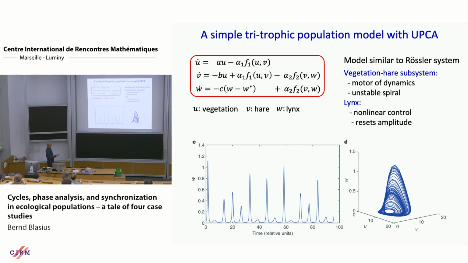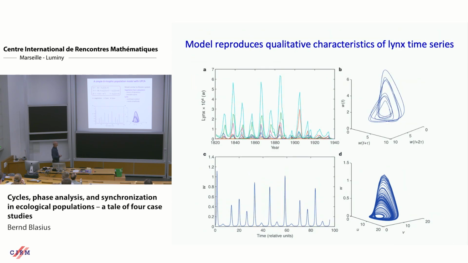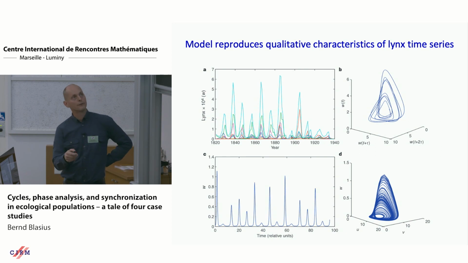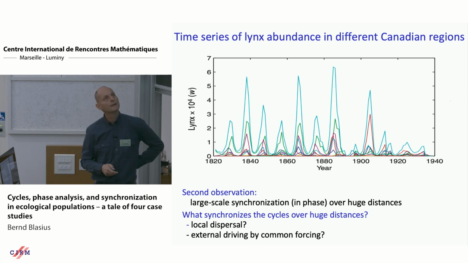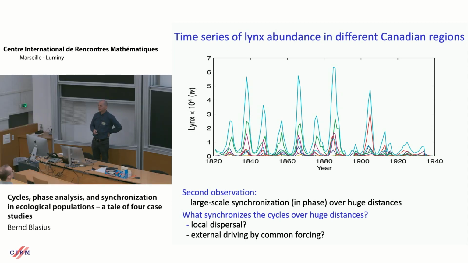Yeah? And so it resembles this constant phase evolution, erratic amplitudes. And yeah, you see the attractor reconstruction from the lynx data. It resembles the system. The next observation you can see here is this synchronization. I mean, you have these different regions in Canada, hundreds of kilometers separated, and they're really synchronized in phase. But the amplitudes are not synchronized. The amplitudes are only weakly correlated between these different regions.